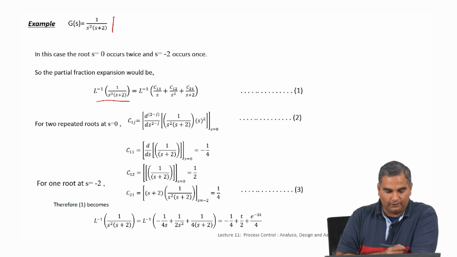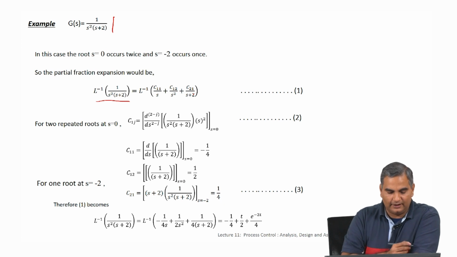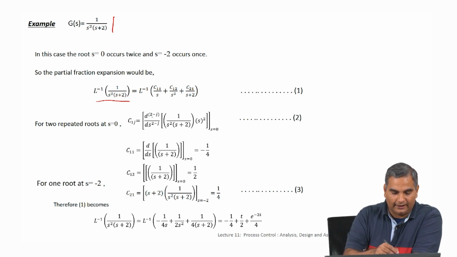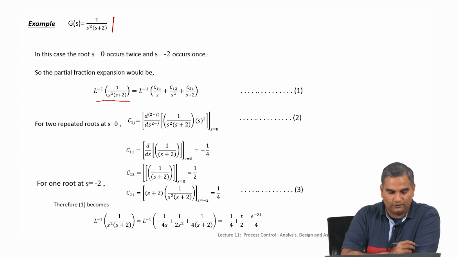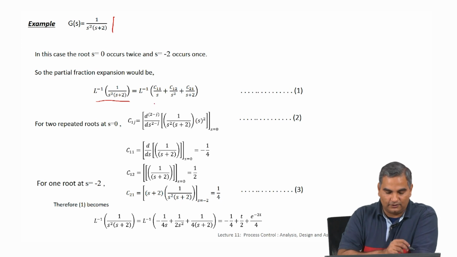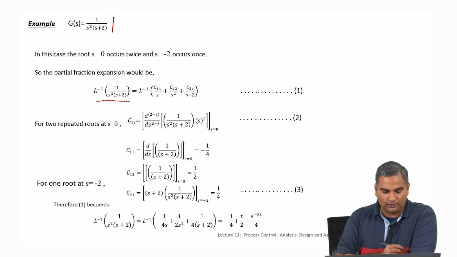Now, for the repeated roots C1j, we said d^(k_i − j)/ds^(k_i − j) of g(s) times (s − p_i)^k_i. In this case, since s equal to 0 repeats twice, that k1 is 2. So this is s minus 0 and it is repeating twice, so s squared. So, I am going to say 1 by s squared times s plus 2 times s squared, and differentiate this and set s equal to 0, it should give you the roots. So, this is what we have.